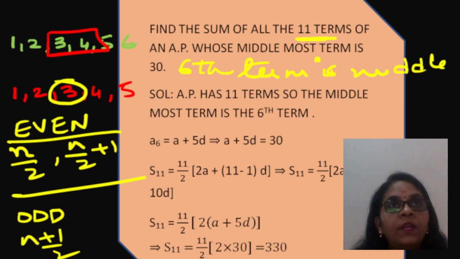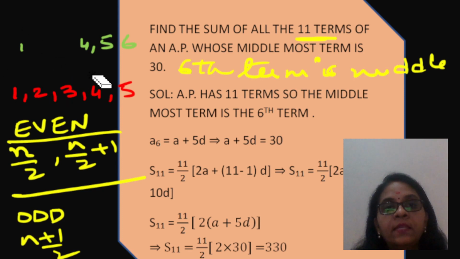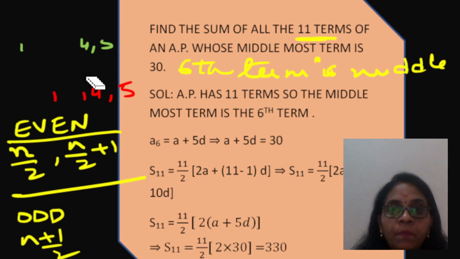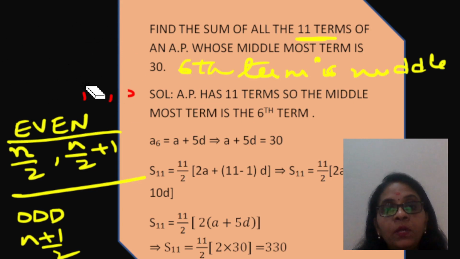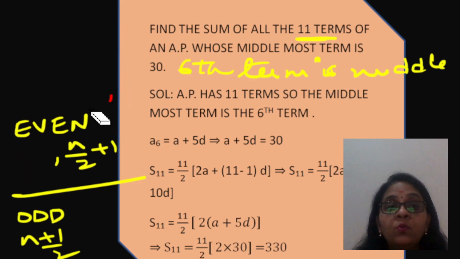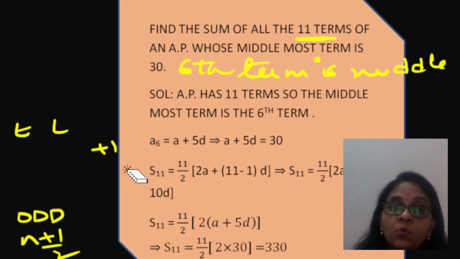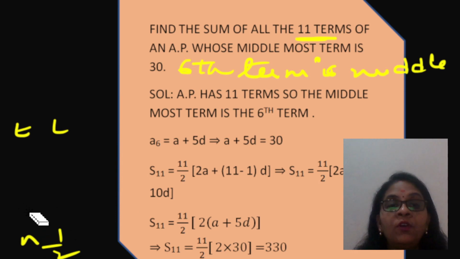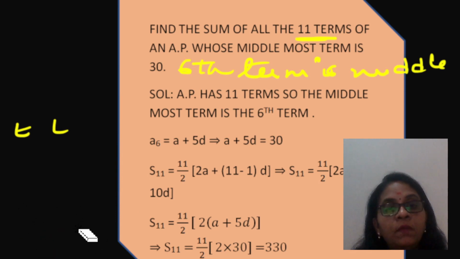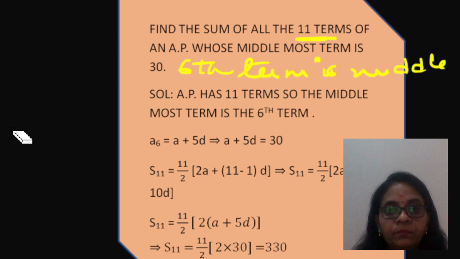What is the formula for Sn, children? The formula for Sn is equal to n by 2 into 2a plus n minus 1 into d. Again I am repeating, n by 2 into 2a plus n minus 1 into d. Here we do not know the value of a, you do not know the value of d, but do you know the value of n?